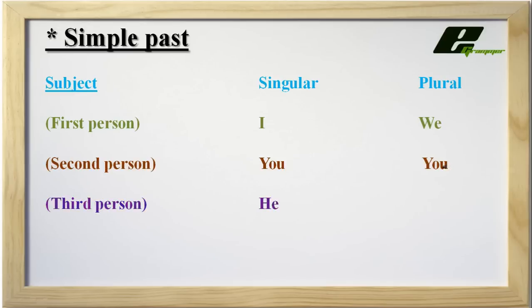Now, then comes third person. Now, what is third person? The person about whom we are speaking is known as third person. In singular, he, she, it, and Sam. You can take another name instead of Sam, and in plural, it comes they.